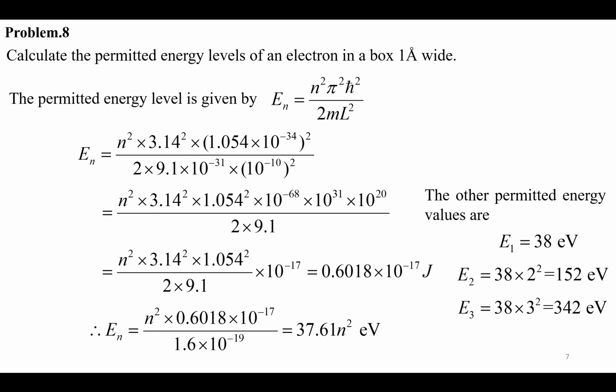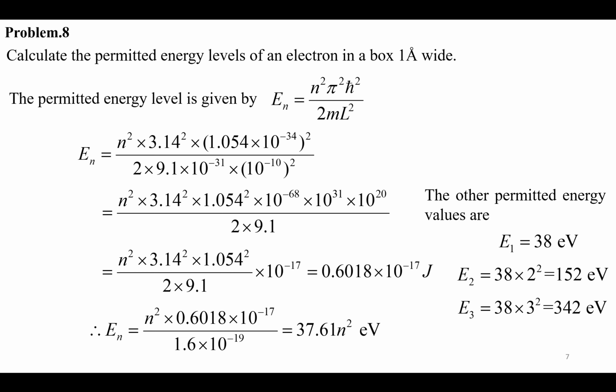Calculate the permitted energy levels of an electron in a box 1 angstrom wide. This is a one dimension box with the width given as 1 angstrom, so 10 power minus 10 meters, and we are going to get the permitted energy levels. We are going to get the expressions for E1, E2, E3 and so on.